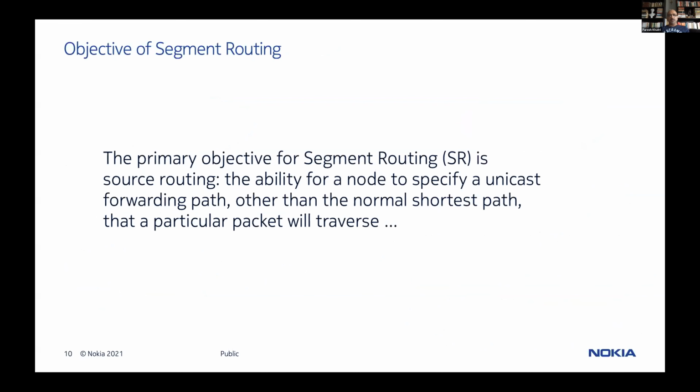Okay, so we now really get into segment routing proper. The primary objective for segment routing, as I said, is source routing. And it's really the ability, as I've stated here, for an ingress node to specify a unicast forwarding path that is other than the shortest path that a packet will traverse through the network. We can always do the shortest path. The challenge is when you do not want to do the shortest path for whatever reason.